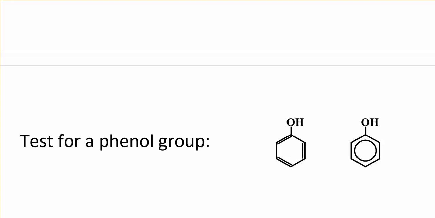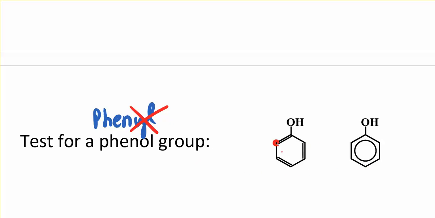We are going to test our aspirin for the presence of a phenol group. Notice that this is phenol with an OL, not a YL. The OL is an alcohol, so it has the OH of an alcohol. There are two different ways to write a phenol group.